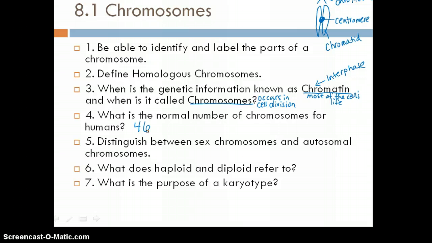Distinguish between sex chromosomes and autosomal chromosomes. So the sex chromosomes, there are two, I guess you'd say. XX is female and XY is male. And then the autosomal, there's 44 of those, and they control some of the other things in the cell. So haploid is the half number. For humans, that's equal to 23. Not all other organisms, but for humans. And diploid is the full number of chromosomes, which in humans is equal to 46.